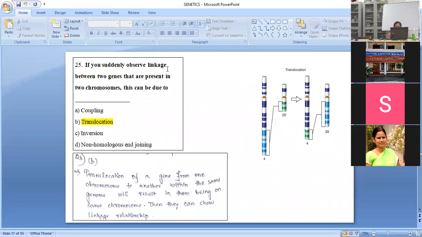So in case you suddenly observe linkage between two genes that are present in two chromosomes, it will always be because of translocation. Because if they are on two different chromosomes and you find that they are coming together, linked, that means the process has to be translocation. Translocation from one chromosome to another within the same genome will result in them being on the same chromosome, and they can show linkage relationships.